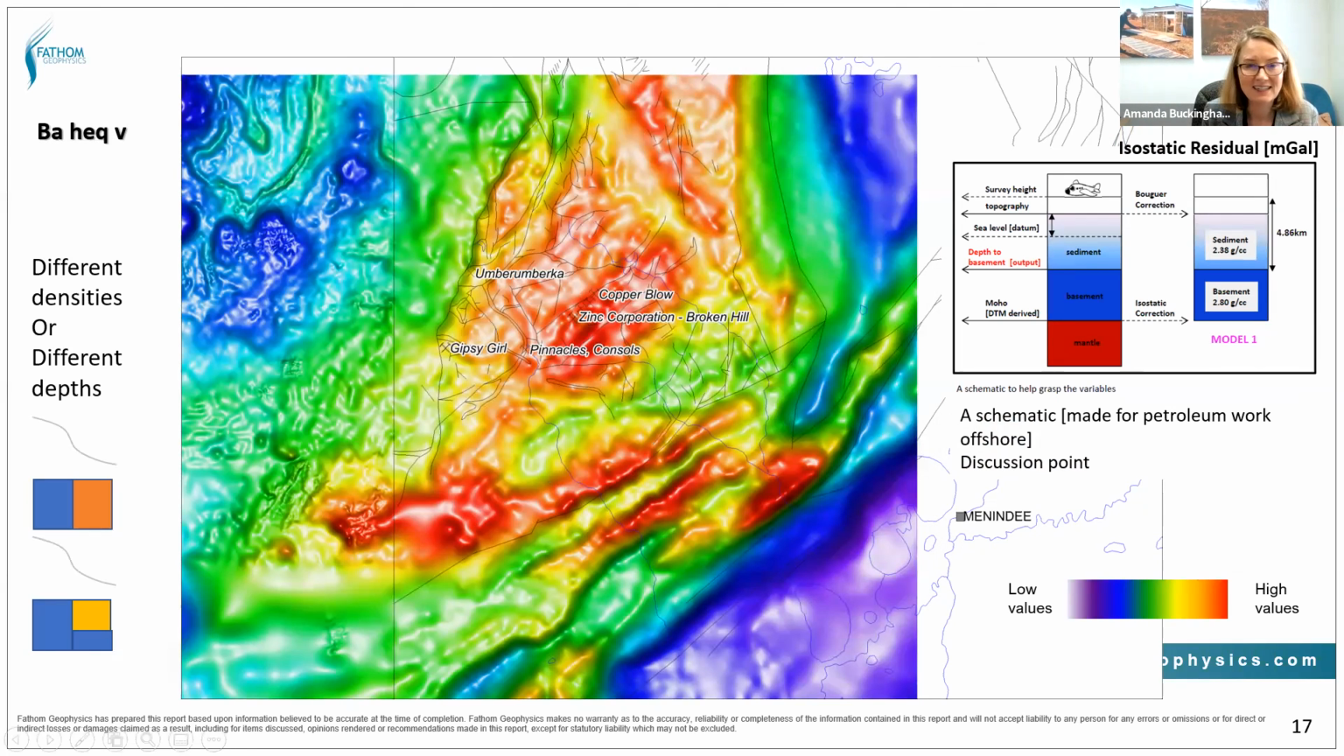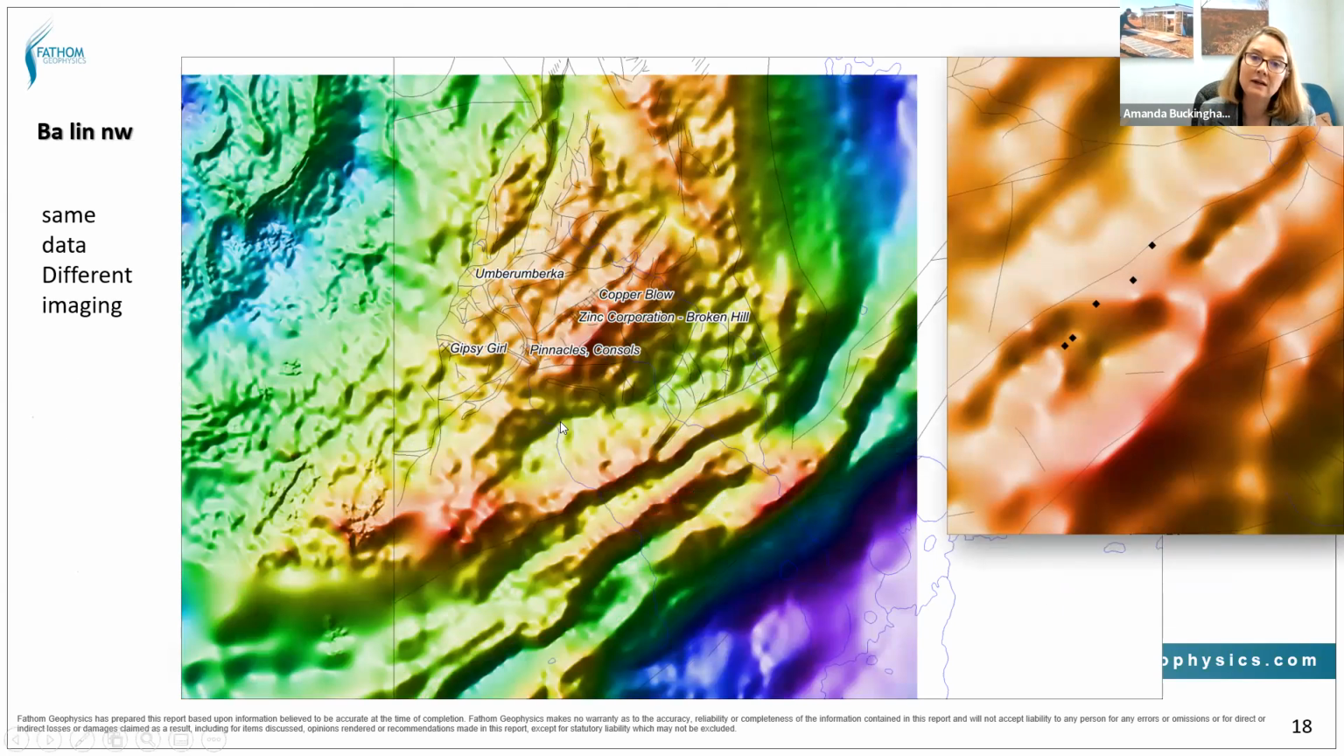A point that is always worth noting. So this data is exactly the same as this data. There's a big difference between data and an image. Generally, at this stage, data is in the form of a grid. A grid actually has real numbers in it, real data values. An image is just a representation of that grid.